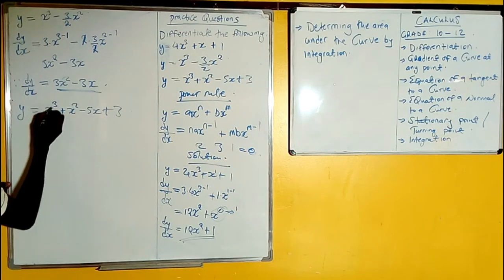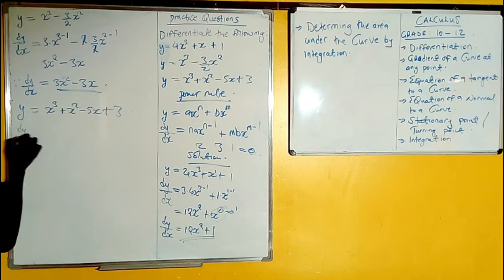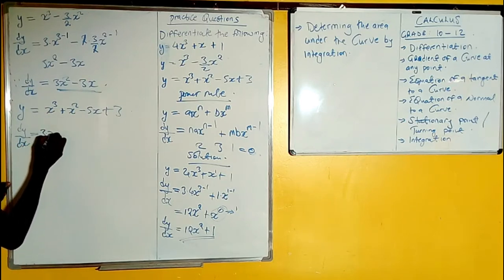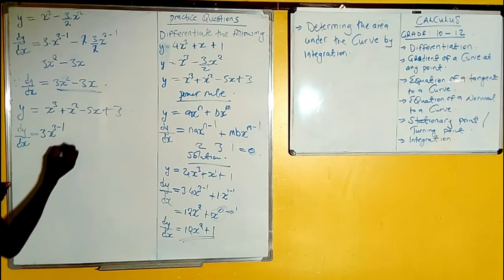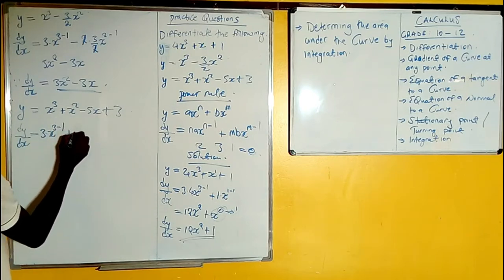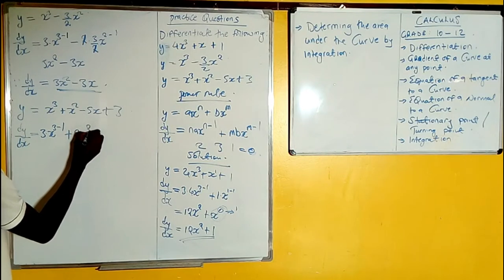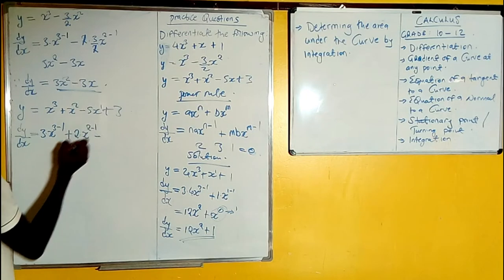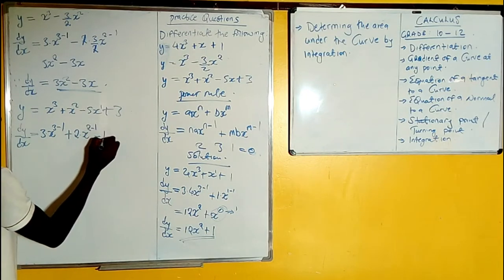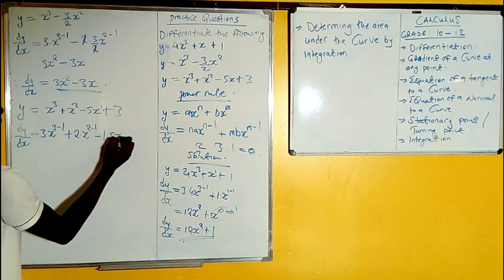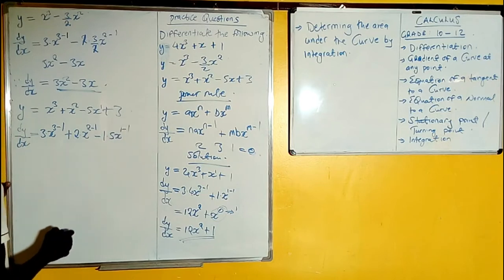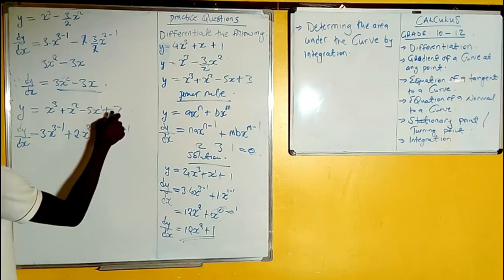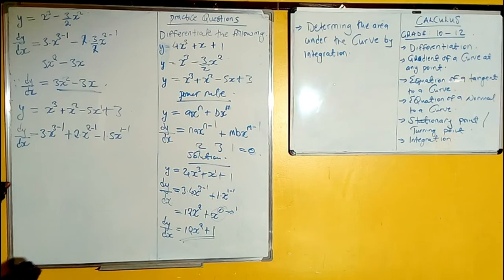So again, the 3 comes down, so dy by dx is equal to the 3 will come down, multiplied by x to the power 3 minus 1, plus the 2 will come down, which will be 2 multiplied by x to the power 2 minus 1, minus, so here we also have an invisible 1, so that 1 will come down, multiplied by 5 to the power 1 minus 1. So here we know this one because we know it is 0.